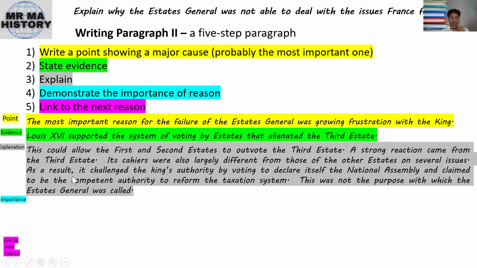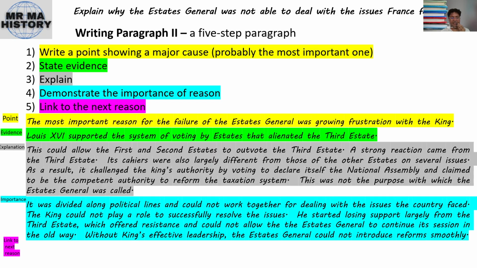Okay, as a result, it challenged the king's authority by voting to declare itself the National Assembly and claim to be the competent authority. This was not the purpose. That means the Estates General was no longer functioning as a single body in its old fashion. That means it was not actually dealing with the issues that the country was facing.